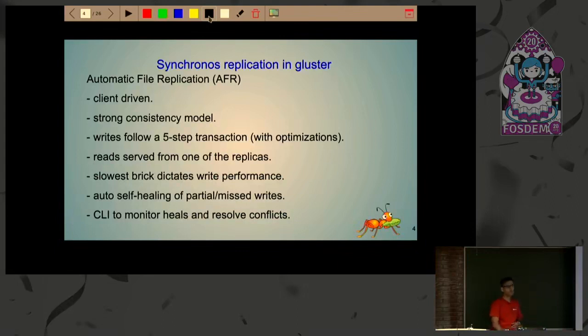There's also a feature of self-healing, where when an update from a client does not go on all the bricks, the self-heal daemon keeps track of what files need heal, and when the brick comes back up, it automatically does the healing. To that effect, you have CLI commands to monitor the status of the pending heals, and you also have commands to resolve split brains in case of replica 2.